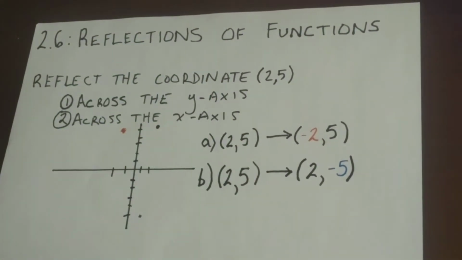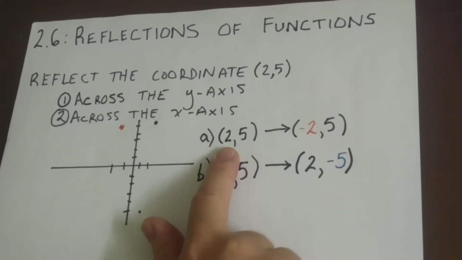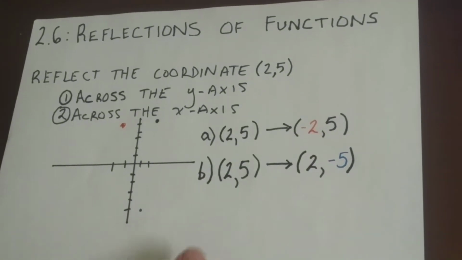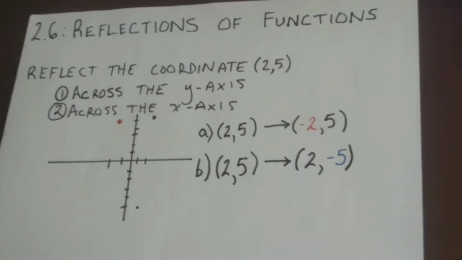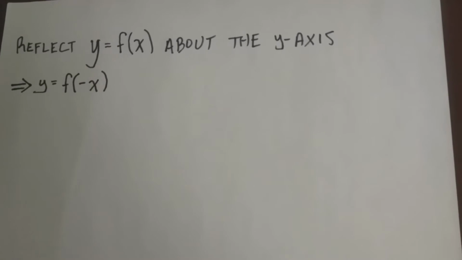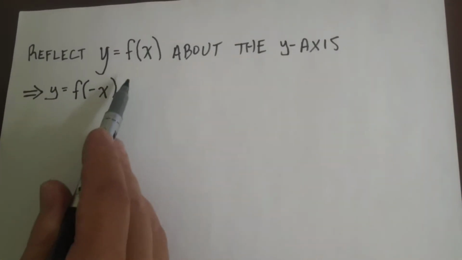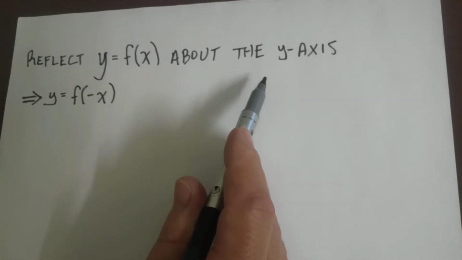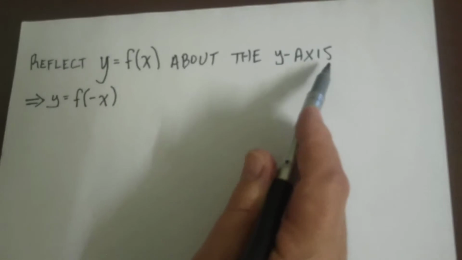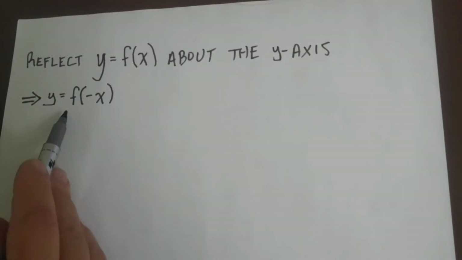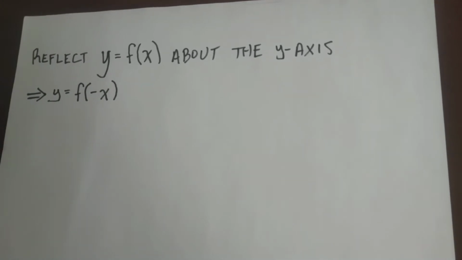So in short, to reflect about the y-axis, you change the sign of the x value. And to reflect about the x-axis, you change the sign of the y value. So in your textbook, they explain it this way. If you reflect a function about the y-axis, this is what you do. Now to me, that's completely confusing. So I'm going to try to simplify it for you.